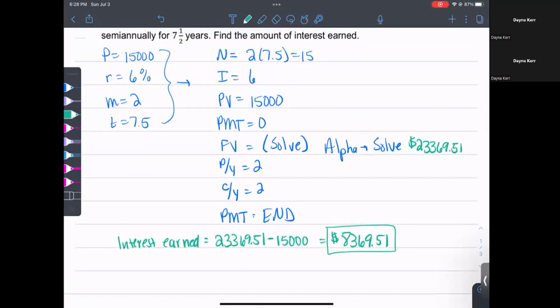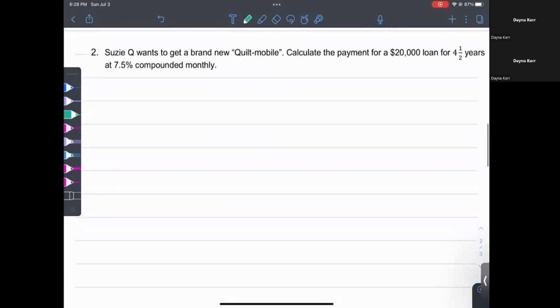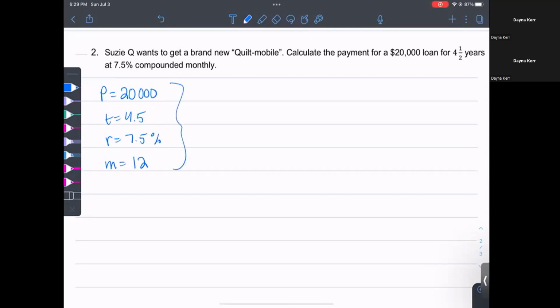Okay. Number 2, Susie Q wants a brand new Quilt Mobile. Calculate the payment for a $20,000 loan for 4.5 years at 7.5% compounded monthly. So that's a P of 20,000 with a time of 4.5 years with a rate of 7.5% and an M value of 12. So again, taking that and showing how that populates the TVM solver.